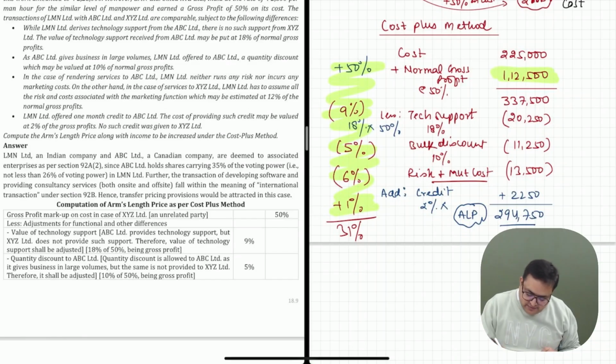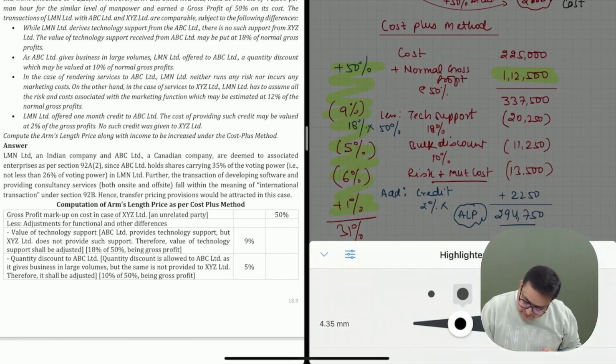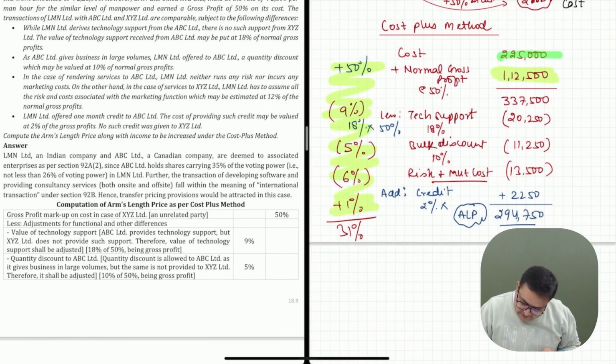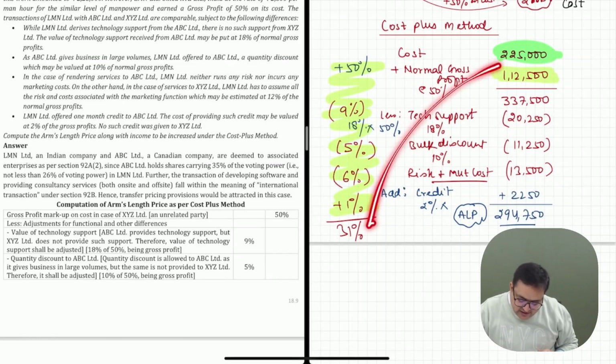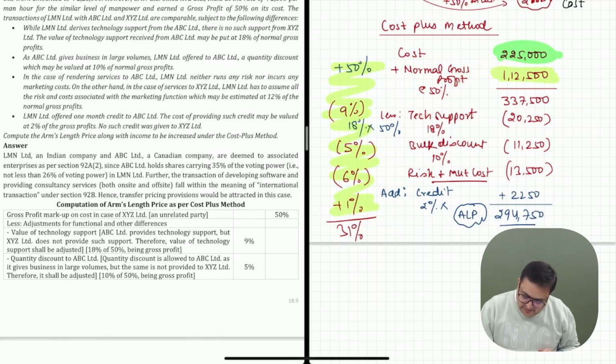So what I can do, my cost is, let's say my cost is 2,25,000. And how much profit I should charge? Adjusted profit, 31%. So I can do directly. I can do directly also that 31% I will add the profit over here. So how much is 31%, guys, of 2,25,000? So 69,750 is the 31% on cost.